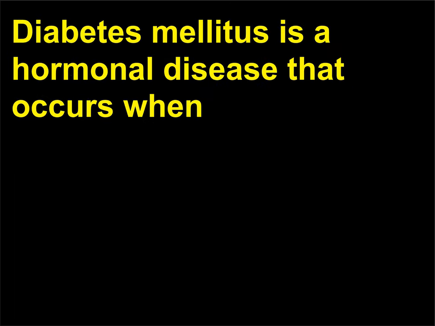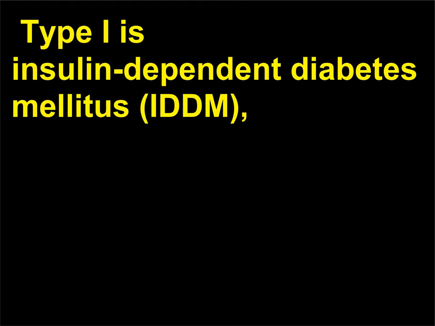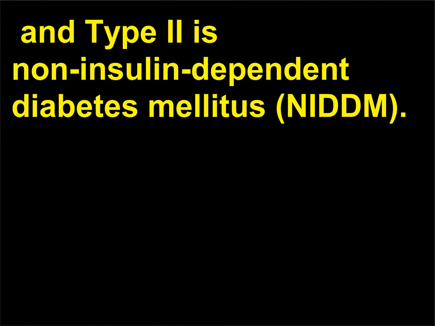Diabetes mellitus is a hormonal disease that occurs when the body's cells are unable to absorb glucose from the blood. Type I is insulin-dependent diabetes mellitus, IDDM. And type 2 is non-insulin-dependent diabetes mellitus, NIDDM.